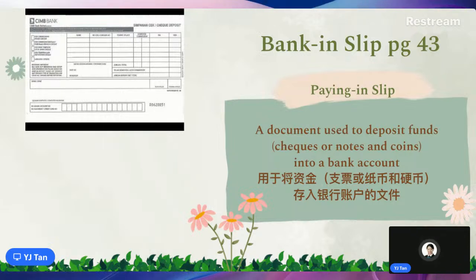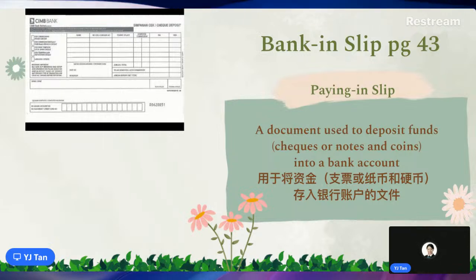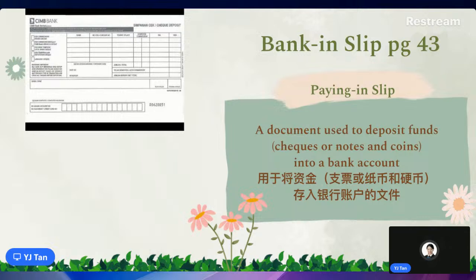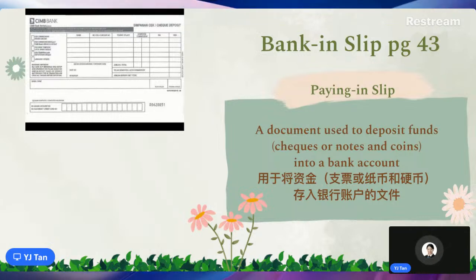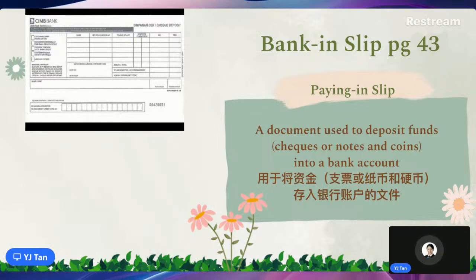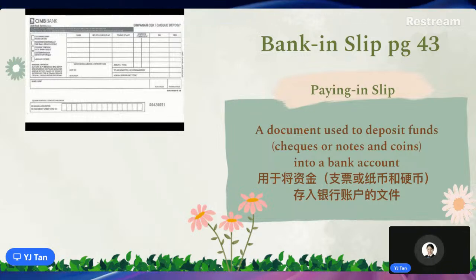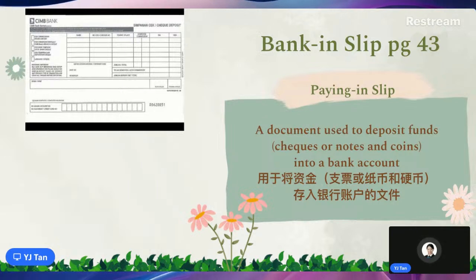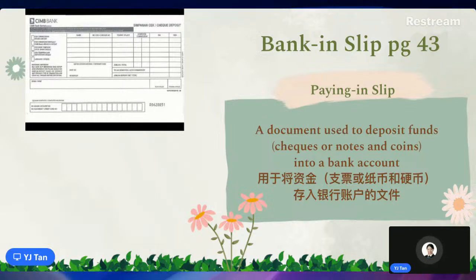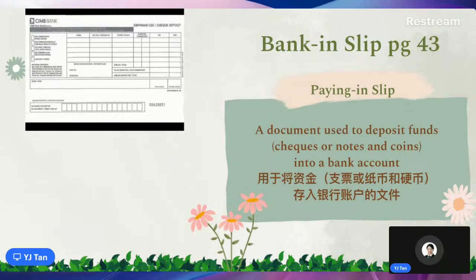It means you have to fill in the paying-in slip, a document used to deposit funds for checks, notes or coins. It means it can be cash, right, into a bank account. So I got the check just now. I want to bank in. I want to pay in. I have to issue and fill in a paying-in slip.